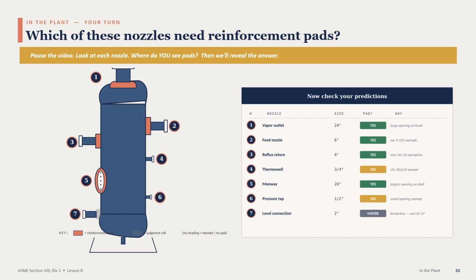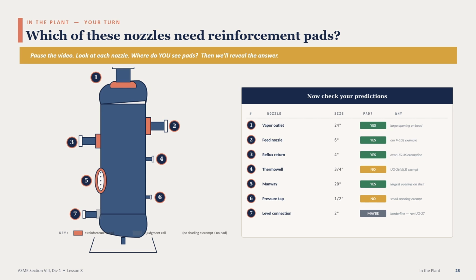The reflux return, opposite side, medium size. Pad? Yes, almost always for anything in the 4-inch and up range on this class of column. The thermowell on the right side, very small, half inch or 3/4 inch, threaded. Pad? No. Under the UG-36 small opening exemption. Reinforcement calculation not even required.